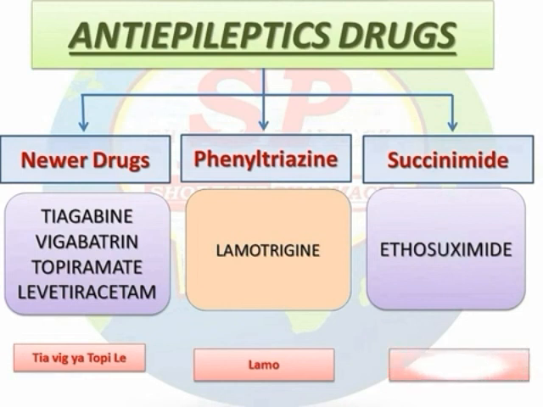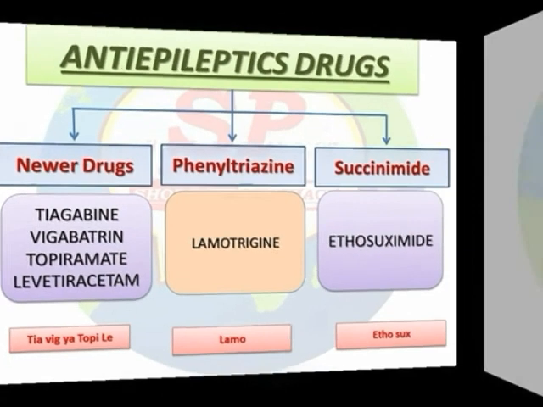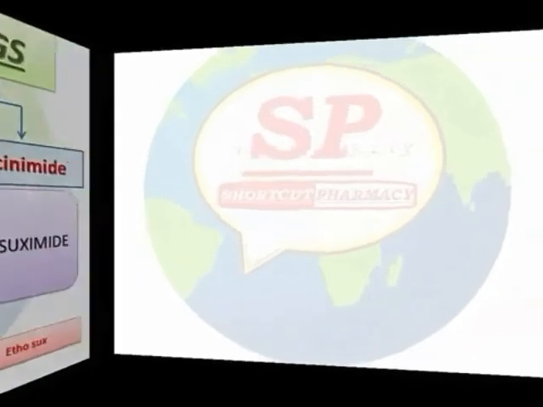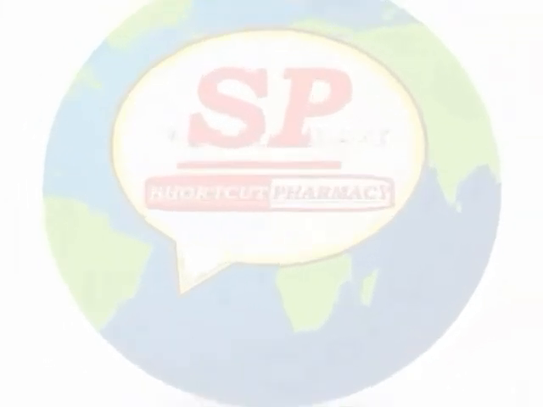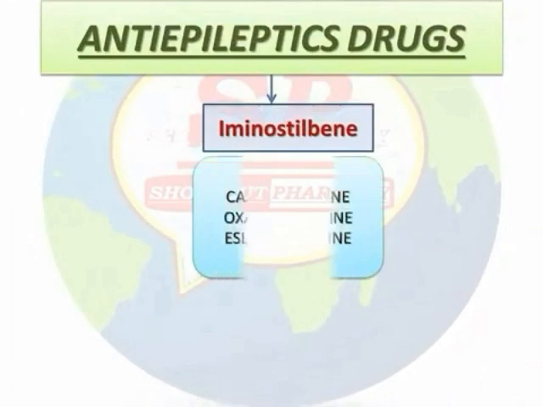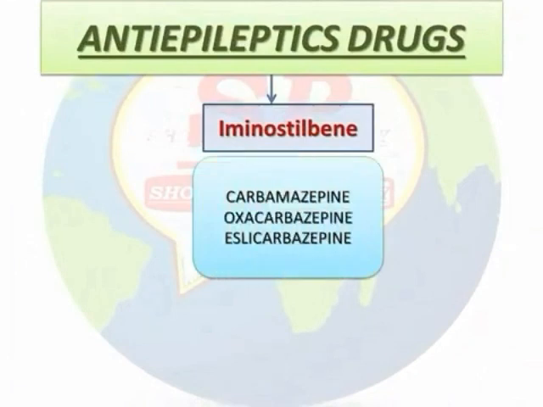So I hope you understand all the anti-epileptic drugs and their drug of choice, and also the mechanism of action of these anti-epileptic drugs. And there are various drugs of choice in this chapter. So the most important chapter for GPAT is anti-epileptic drugs. The drug of choice is asked from this chapter, so this is most important.